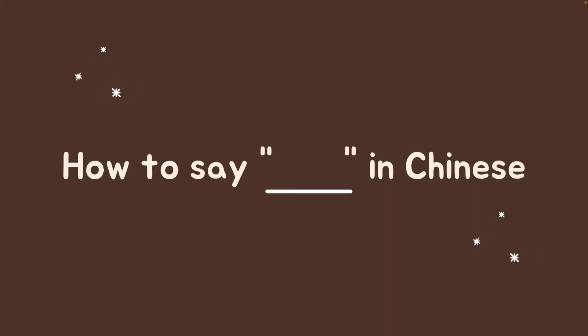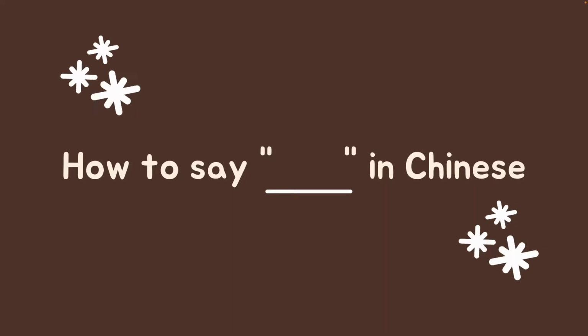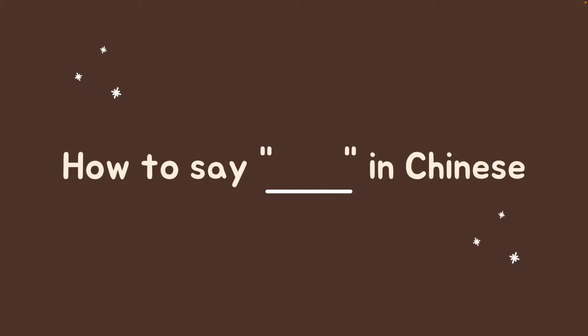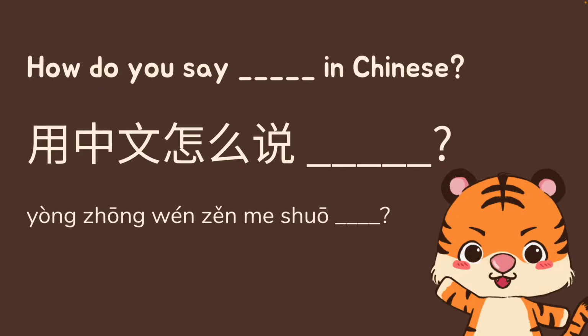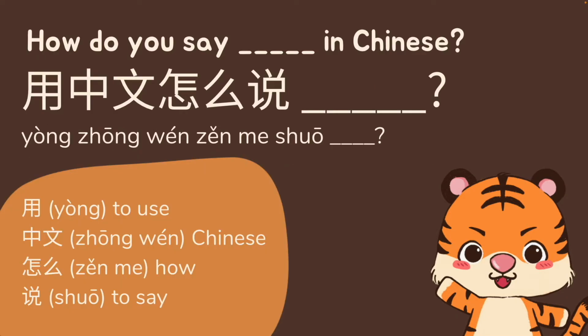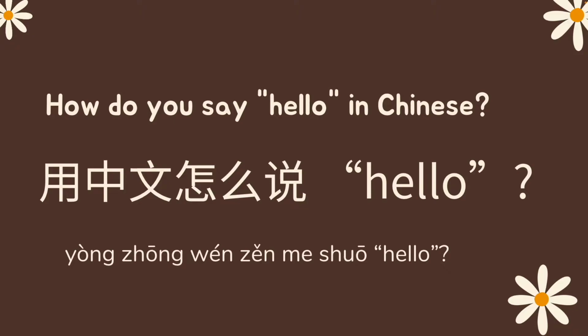Second part of the question, how to say it in Chinese, as in that it is asking for a specific word or phrase. How to say blank in Chinese. 用中文怎么说 blank. 用 to use, 中文 Chinese, the language, 怎么 how, 说 to say. So if you want to know how to say hello in Chinese, then you say 用中文怎么说 hello.